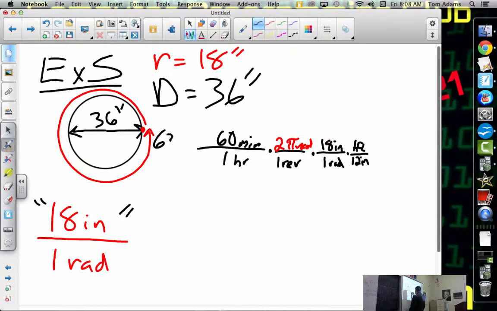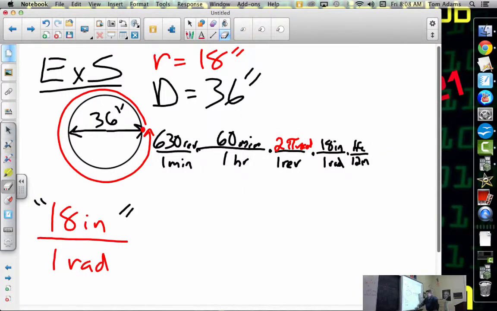So we got 630 revolutions per 1 minute. And then way down here, I need it to be in miles. So I'm going to say 1 mile is equal to 5,280 feet.